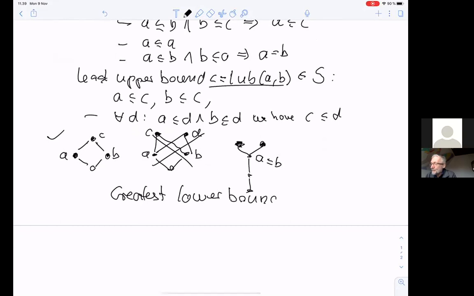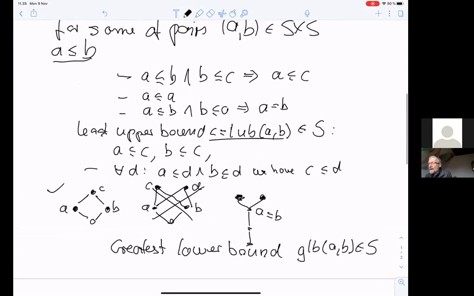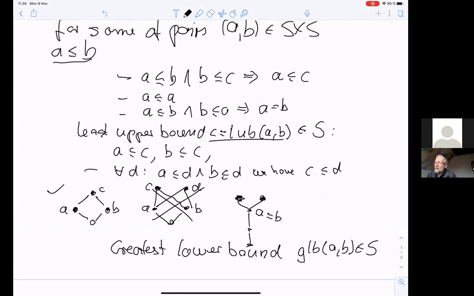And you can probably guess, so the GLB of A and B, again, is a new element which must also be in my set S. And you can probably imagine that this is simply, you take everything I said about the least upper bound, you stand on your head, and then you say exactly the same thing.